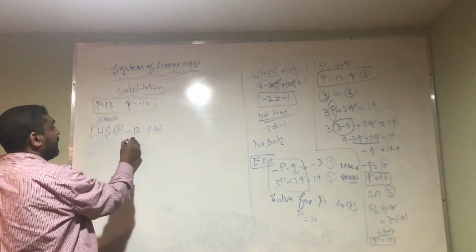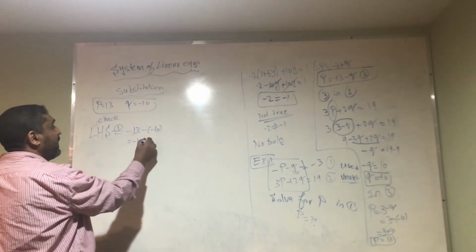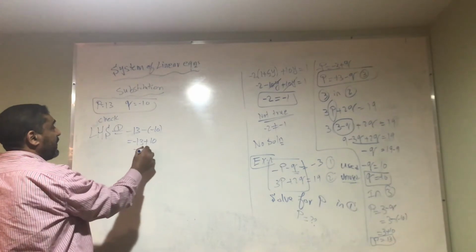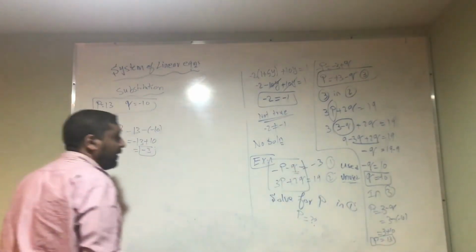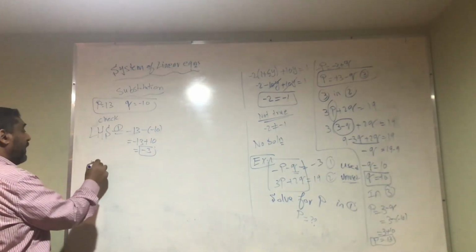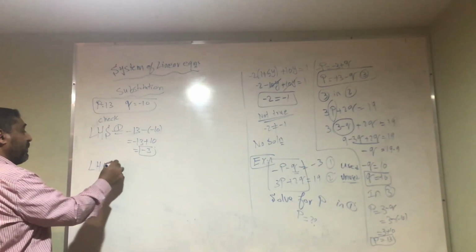If I simplify this, you get minus 13, negative times negative gives positive 10. So what did you get? You get minus 3, and that is exactly the right hand side here. You can do that for equation 2. You cannot check only one of them. You have to check both of them.